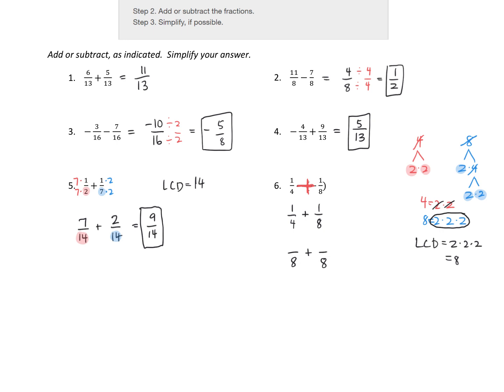For the first fraction, I want an 8, but I currently have a 4. So I do 8 divided by 4, and I get 2. Then I multiply the top and the bottom by 2, so I get 2/8 for the first fraction. For the second fraction, I have an 8 and I want an 8. 8 divided by 8 is 1, so I'm not changing this one at all. It's still 1/8. Now I have a common denominator, so I add the numerators. I get 3/8, and that's in lowest terms.